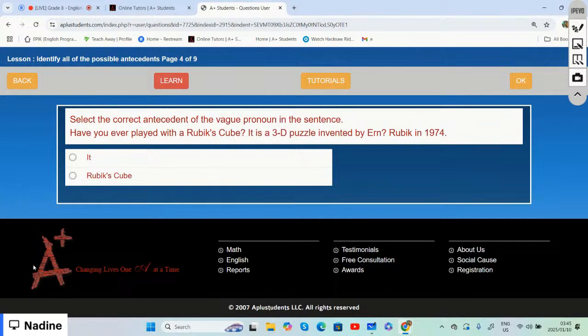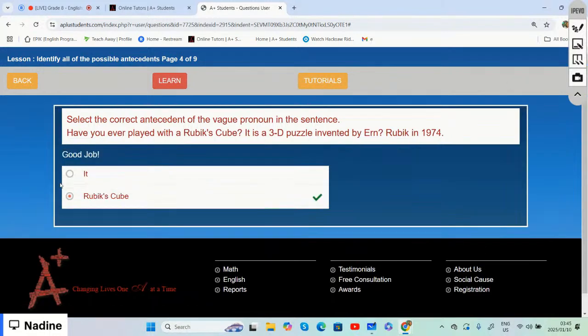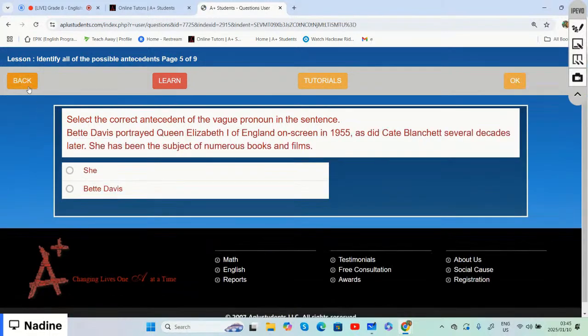And if you were to choose the correct option, then Rubik's Cube. That is our antecedent.